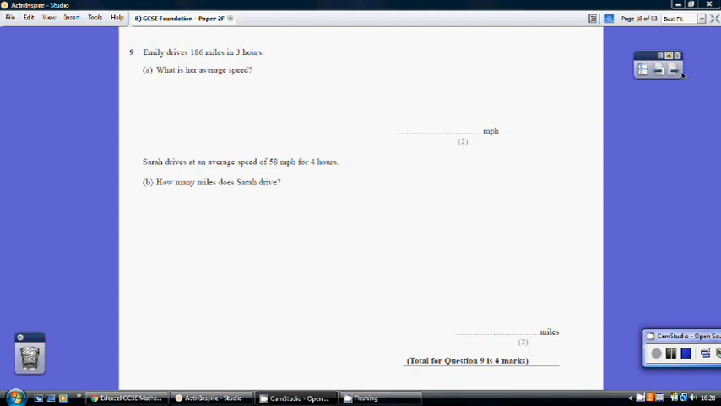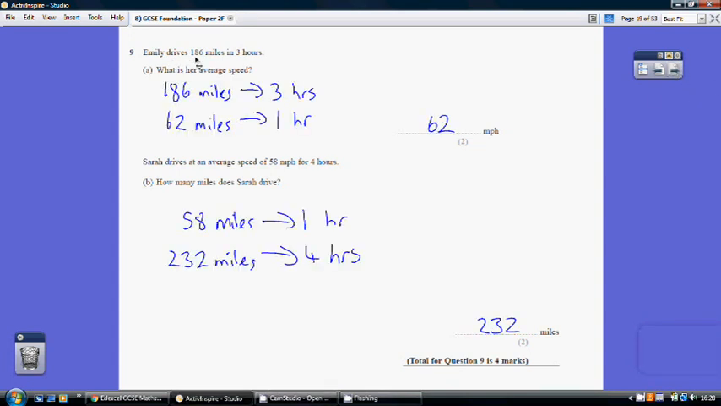Question 9. Part A, Emily drives 186 miles in 3 hours. So how many miles would I go in 1 hour? Well, I need to divide by 3. 186 divided by 3 is 62. So I will go 62 miles in 1 hour. So her average speed is 62 miles per hour.